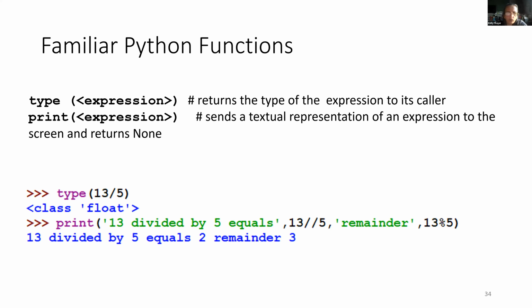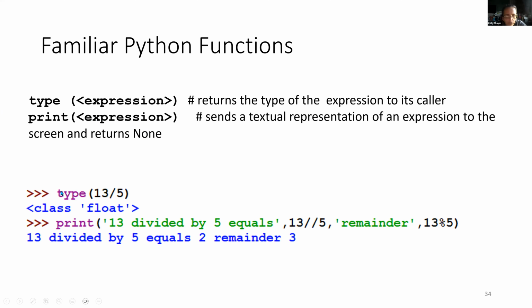And then as you move into your final project, you're welcome to make use of others and to build into the existing code base. So some familiar Python functions that we've already visited are type and print. Type will tell you the type of the expression to its caller. So for example, if you want to know if something is an int, float, whatever its type is, you can use type and then substitute in your expression here. And we have been working with print since the very beginning. You would do print and then put some expression in. It does take the input in the form of a string, and it will send a textual representation of an expression to the screen, and it will return None. We'll have more to say about the returns in a moment.